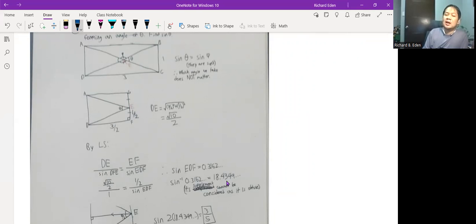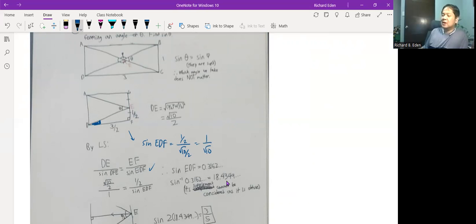But the thing is, as soon as you see that the triangle is a right triangle, kasi you are looking at triangle EDF, the one that I just marked, and angle DFE is 90 degrees, you don't have to use the law of sines. So from this, you see that sine of EDF equals opposite 1/2 over the length of the hypotenuse, square root of 10 over 2.